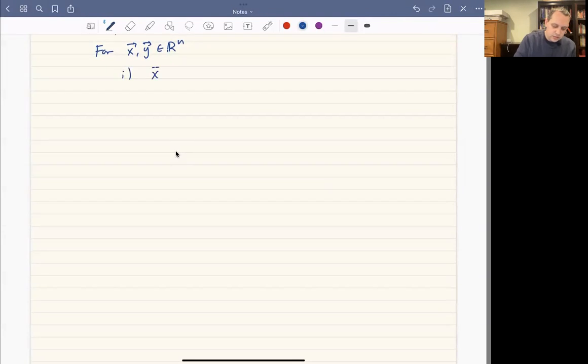One is that the dot product is what's called commutative. What that means is that the order of the dot product doesn't matter. So the dot product of x and y is the same as the dot product of y and x. Okay, so the order doesn't matter. So you get commutativity. So this is called commutative.